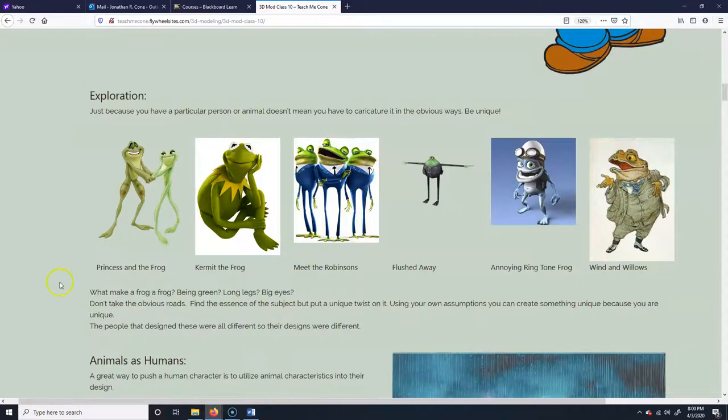You know what I mean? They should have a big mouth. Well, they actually all have big mouths, so that was a bad example. But you can see these are all distinctly different. Like these designs, one design from the next one are completely different, right? But we all instantly recognize them as frogs.